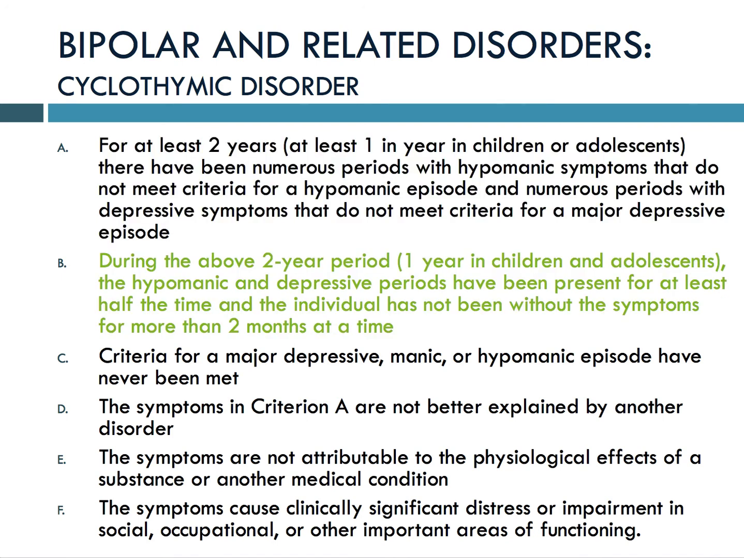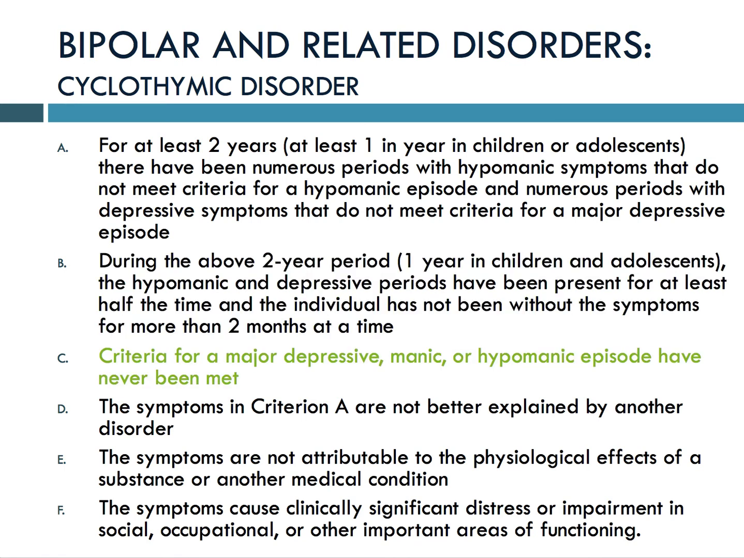Next, the diagnostic criteria for cyclothymic disorder specify that during that same 2-year period, or again, 1 year for children or adolescents, the hypomanic and depressive periods have been present for at least half the time, and the individual has not been without symptoms for more than 2 months at a time. So in other words, the symptoms have been chronic.